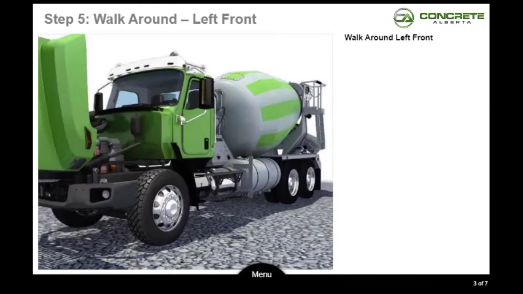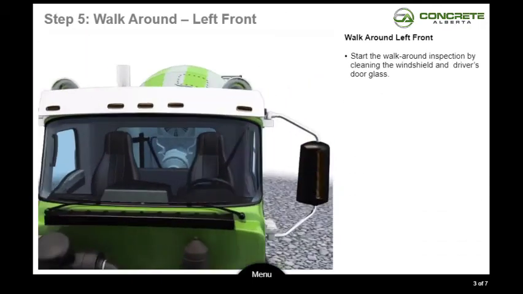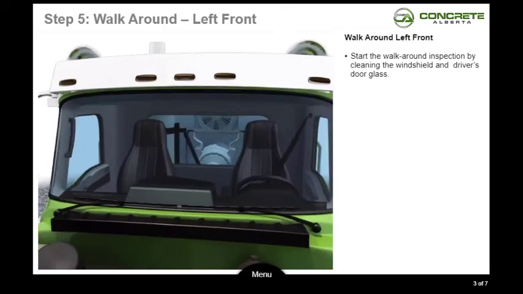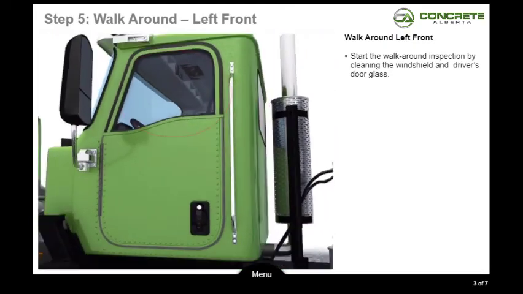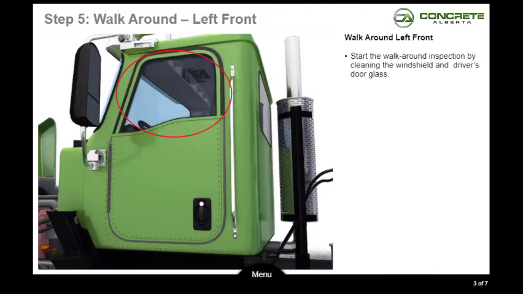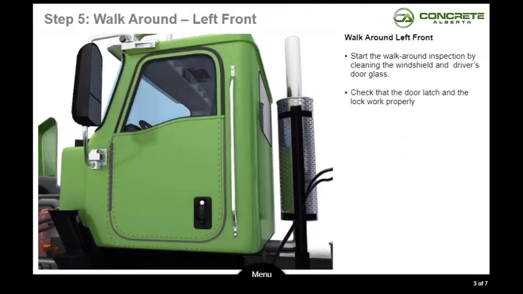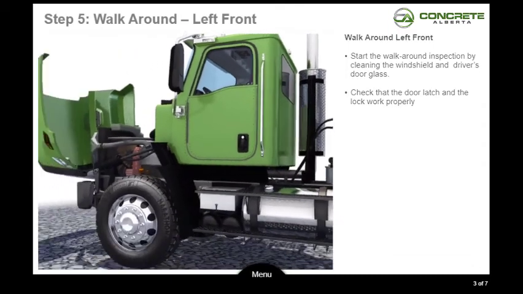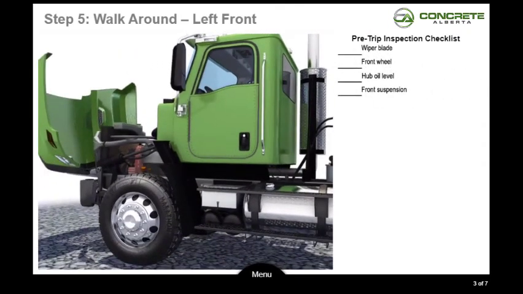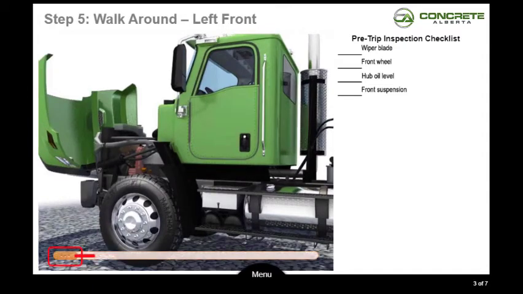Walk around left front. Start the walk-around inspection by cleaning the windshield and the driver's door glass. Check that the door latch and the lock work properly. All items requiring inspection will be identified in the inspection checklist. All items must be inspected in this zone before moving clockwise on to the next zone. Use the slider to begin the inspection.